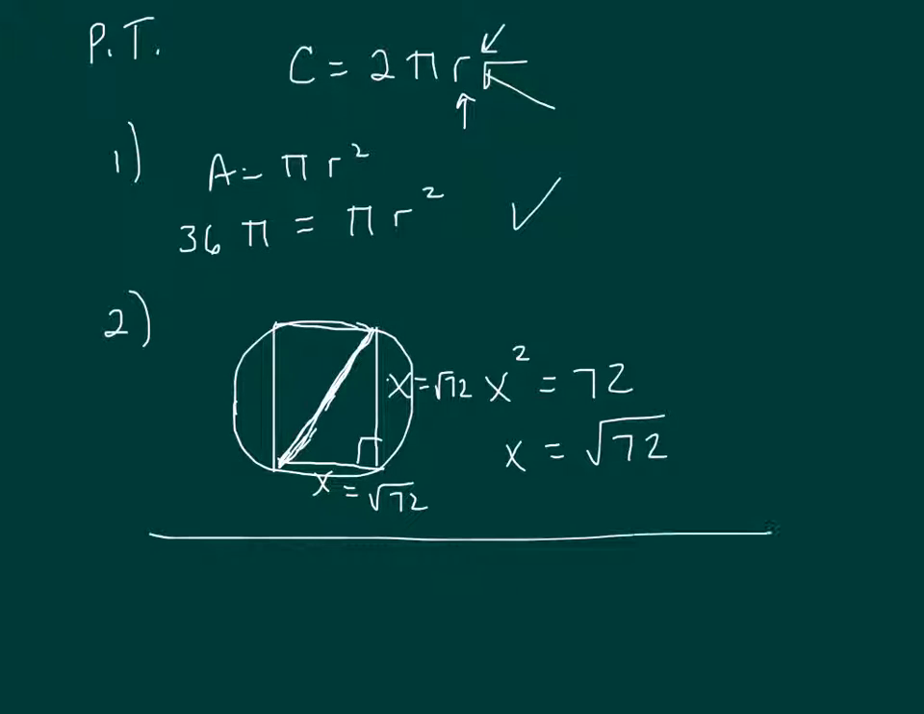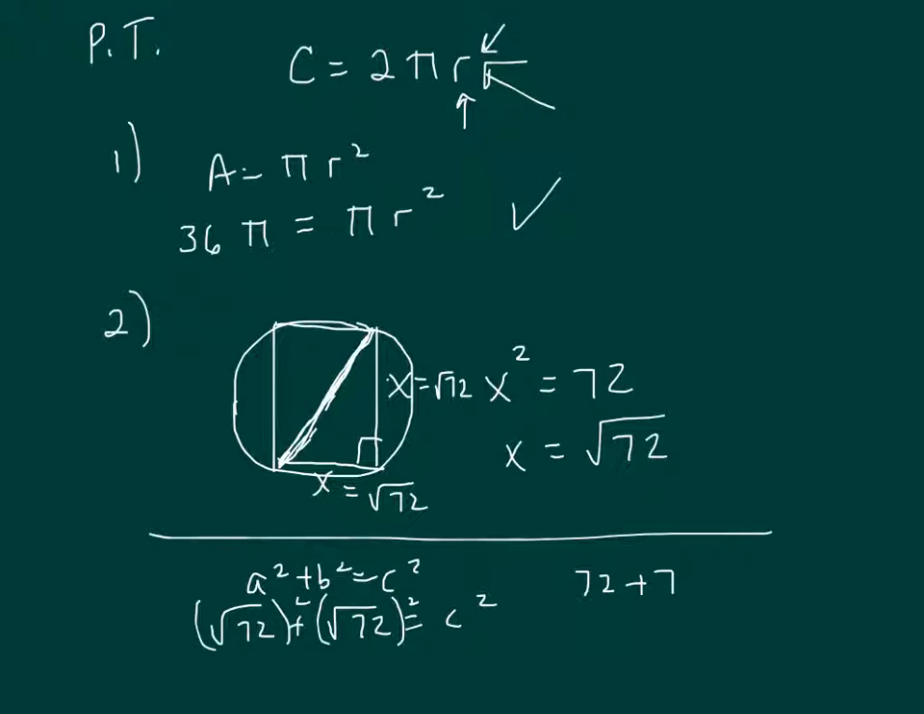You wouldn't do it, but we know a squared plus b squared equals c squared. So we'd have the square root of 72 squared plus the square root of 72 squared equals c squared. So you've got 72 plus 72 equals c squared. So that's 144. Is that right? 2 and 2 is 4. So c would be 12. This length would be 12, and just recognize that that's a diameter. So the radius would be 6, and then you plug that in there.